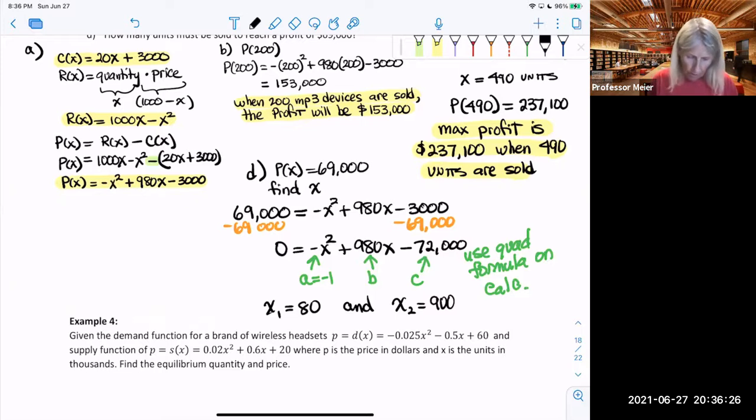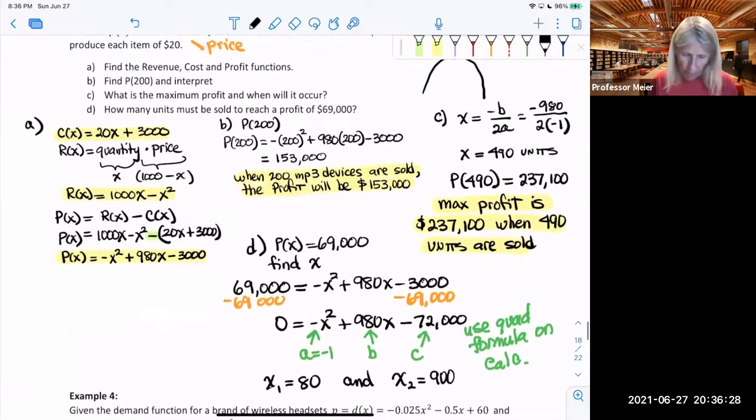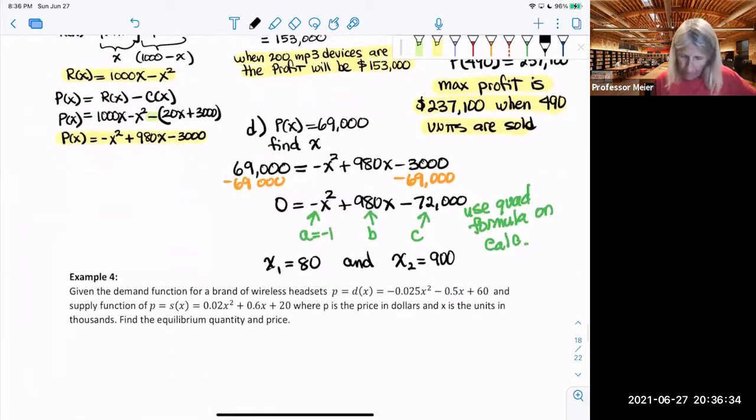Let me go back. What was the question? How many units must be sold to reach a profit of 69,000? To reach that profit of 69,000, we have to sell 80 units. You can also sell 900 units, but you're going to reach that profit first when you sell 80 units. So I'm going to put that in words.